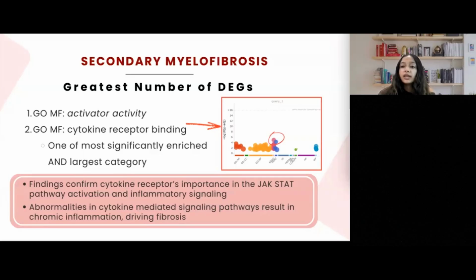Finally, GO molecular function cytokine receptor binding was one of the most statistically significant categories and had a significantly high number of genes that encode cytokine receptors, which were found to be dysregulated in SMF. Cytokine receptors are crucial to the JAK-STAT pathway activation and inflammatory signaling. Their overexpression can lead to the bone marrow fibrosis and chronic inflammation, which is commonly seen in MPNs.